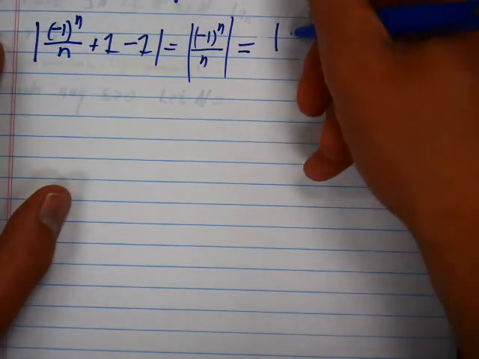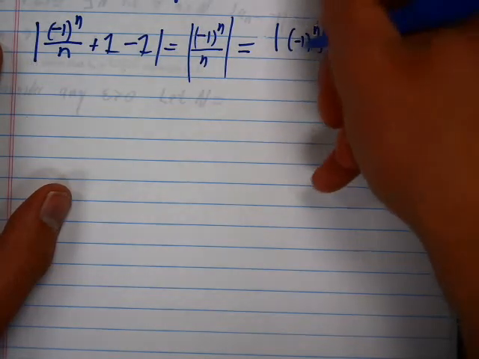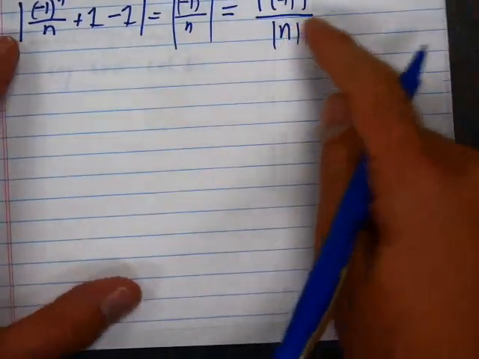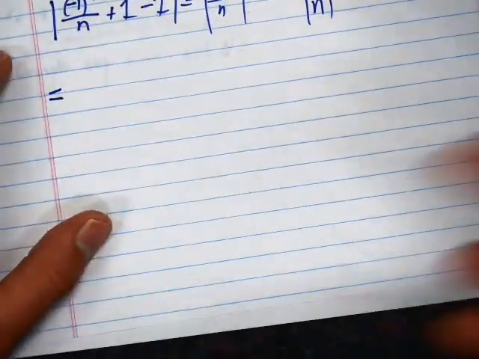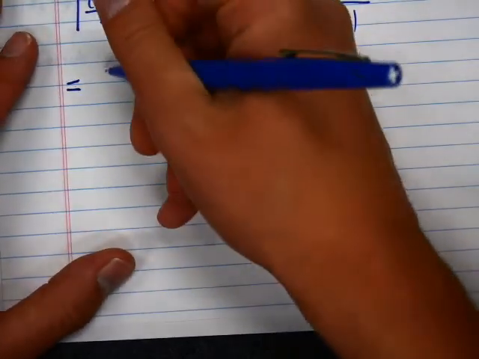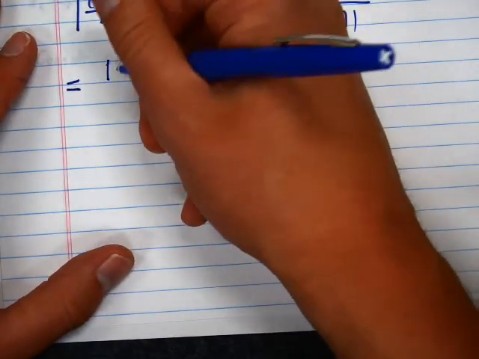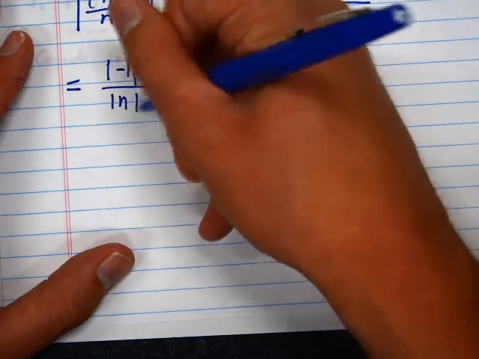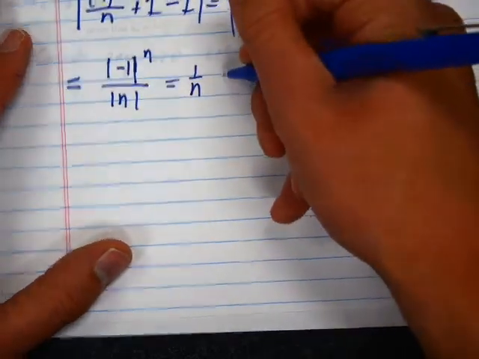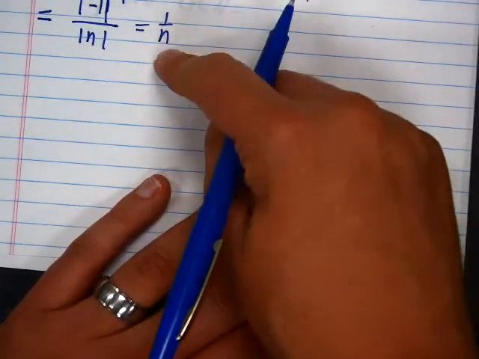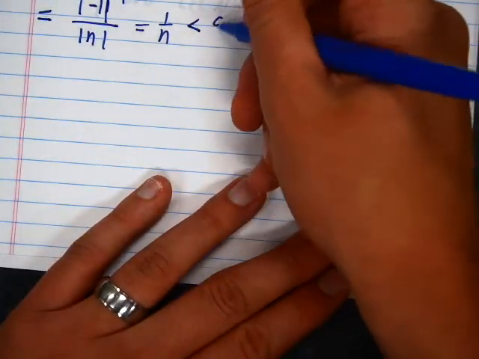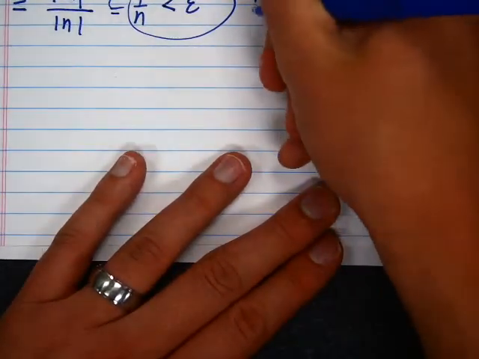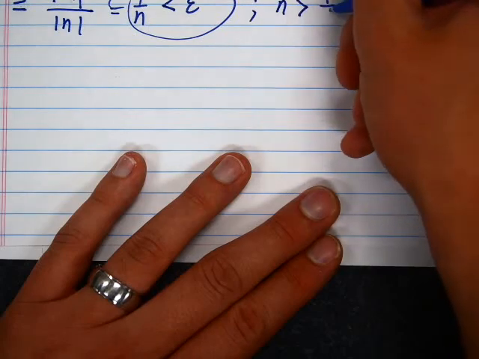Absolute values distribute over division. Absolute values distribute over multiplication, so they'll distribute over exponentiation. Hey, cool. So we've now reduced our goal to just being 1 over n is less than epsilon. It looks like we need then n bigger than 1 over epsilon.